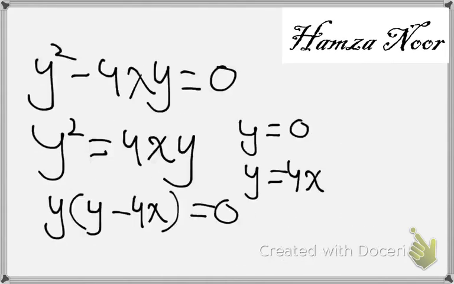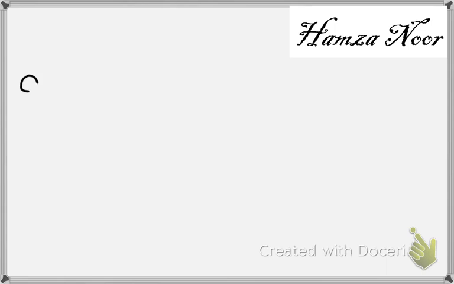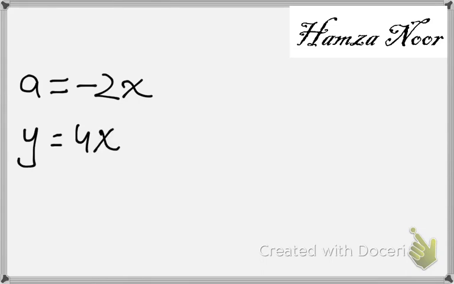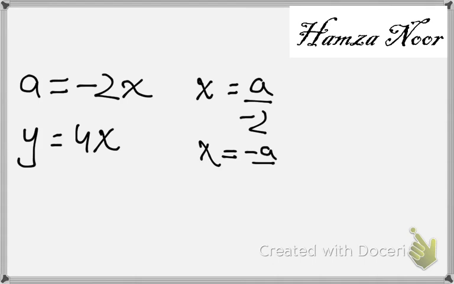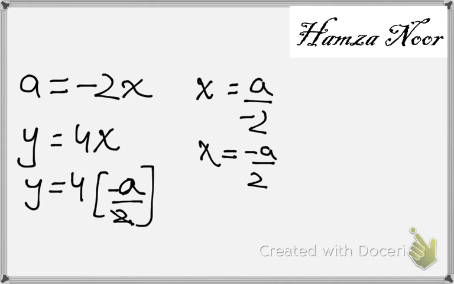So we have obtained so far a is equal to −2x, and from the previous working we also obtained that y was equal to 4x. So you can also say that x is equal to a divided by −2, which means x is equal to −a/2. So in place of x you can write −a/2, and 4 times −a/2 gives your final value in terms of a: y is equal to −2a.